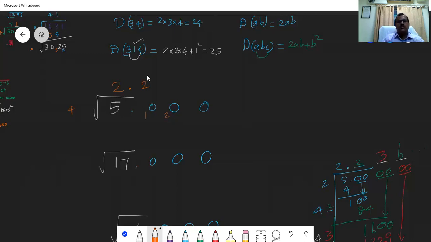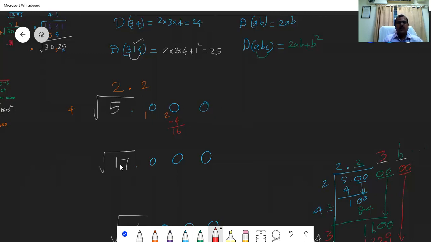Now square the 2. Square of 2 is 4. Subtract 4 from 20, it is 16. Do you understand? So square the 2, subtract from 20, it is 16. Now come to the 17. I will complete this problem later.